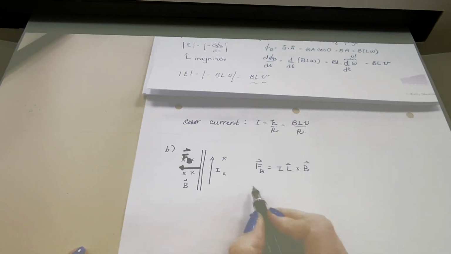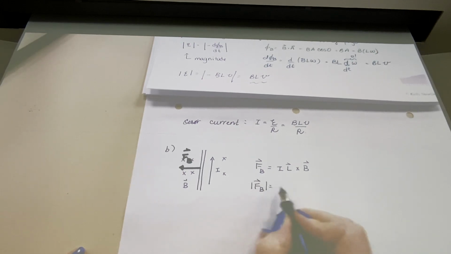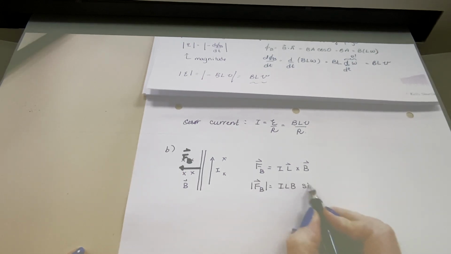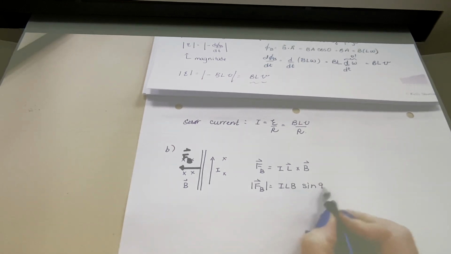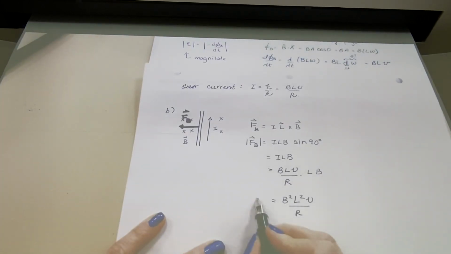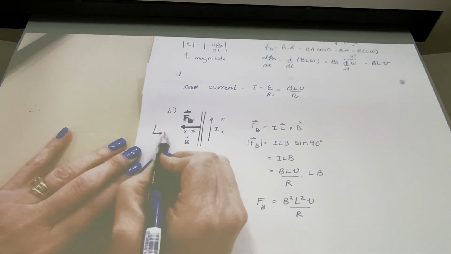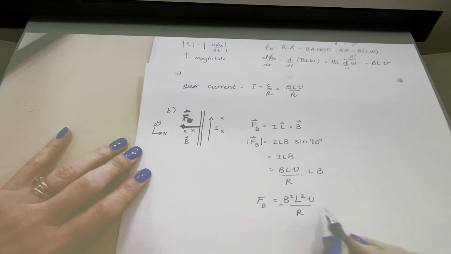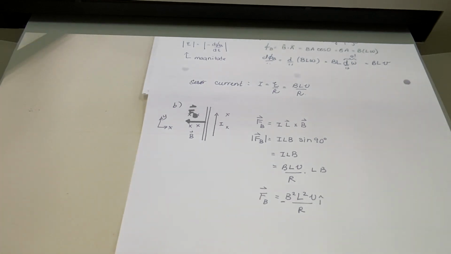So the magnitude of the magnetic force is I times L times B times the sine of the angle between L and B, that's 90 degrees, equals ILB. But we remember, we just found our current, so we can fill this in our equation. BLv over R times L times B gives us B squared times L squared times v divided by the resistance R. That's our magnetic force. It points to the left, so we can call that the negative x direction, or negative i hat. Or I suppose you could just write the words to the left.